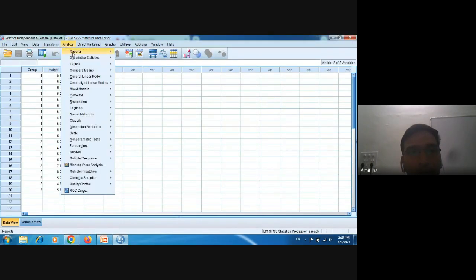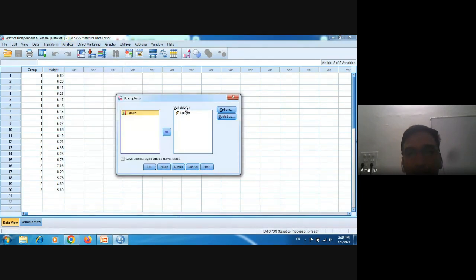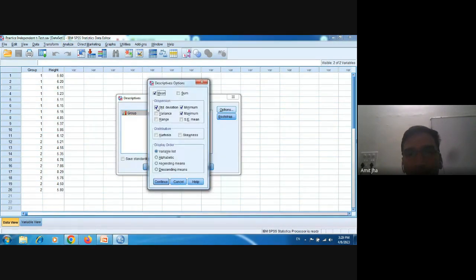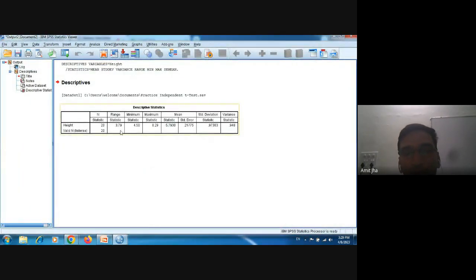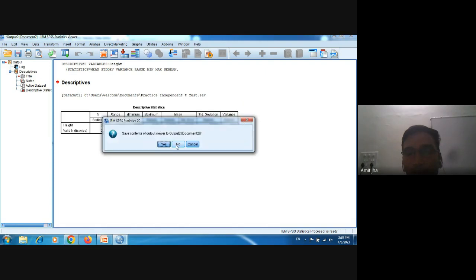Let's go again. Descriptive statistics. See here, there are options also there: standard deviation, minimum, maximum, standard error, mean, variance, range, everything is there. So you just continue and press OK. Now look, earlier when we hadn't selected the standard error, standard deviation, variance, these things were not there. But once we have selected, we are having range, minimum, maximum, then mean, and the standard deviation and variance is with us. So again, we will close it.